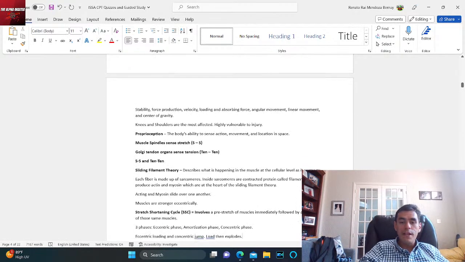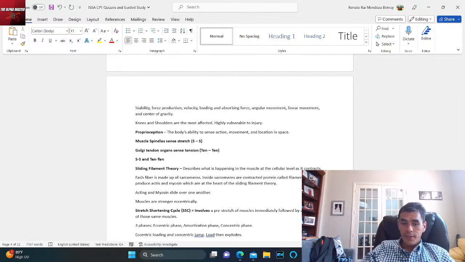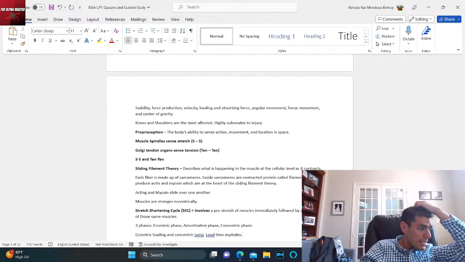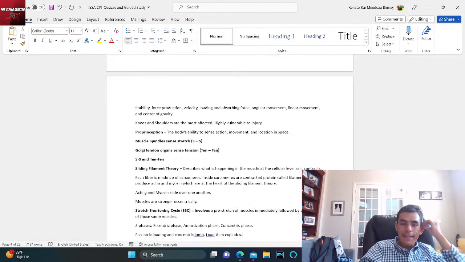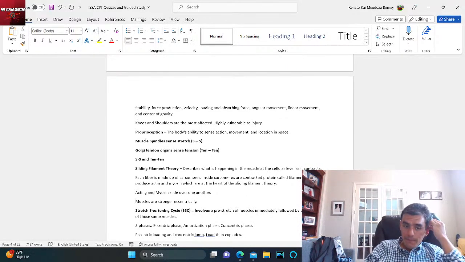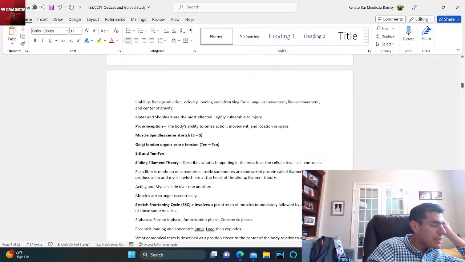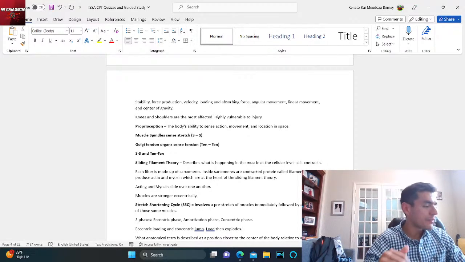You have three phases: the eccentric phase, the amortization phase, the transition between the first phase and the concentric phase, and the concentric phase. Load and then explode. Eccentric loading followed by a concentric jump.